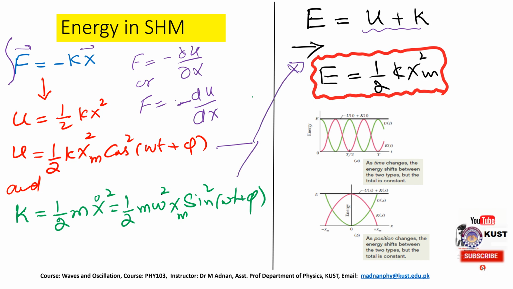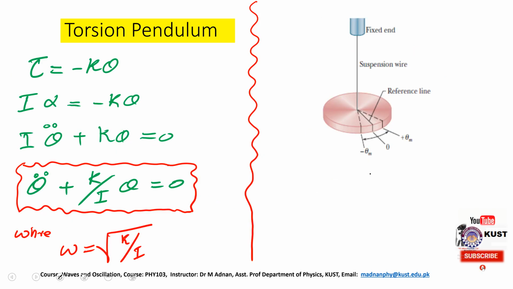Adding these two equations, one can get the total energy as half k xm square. Now, during the motion, as time changes, the energy shifts between the two types such that the total energy remains constant. We have already solved a problem on this particular situation.